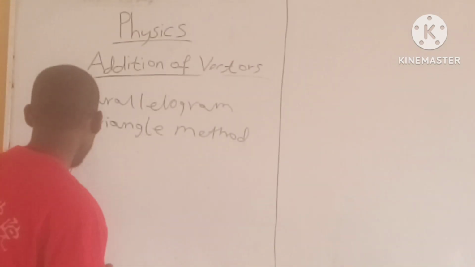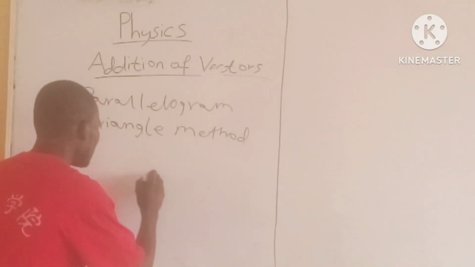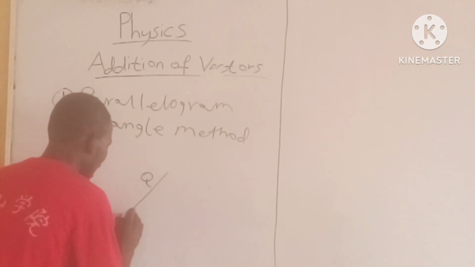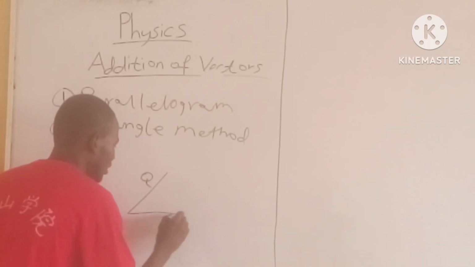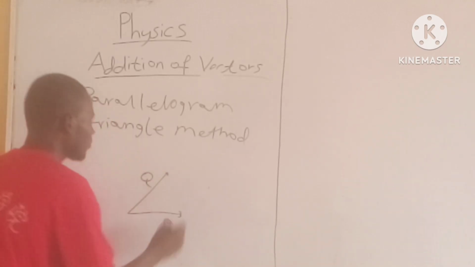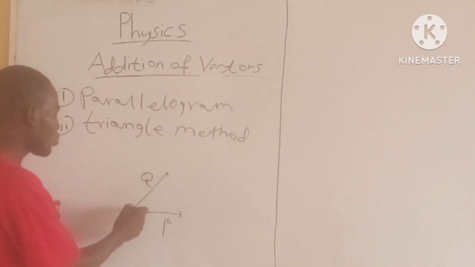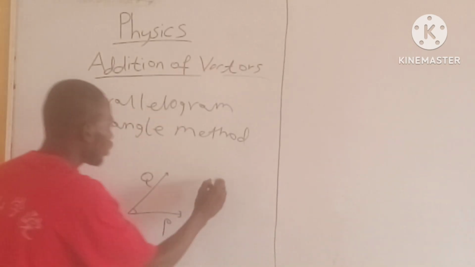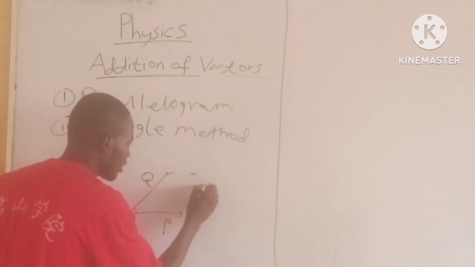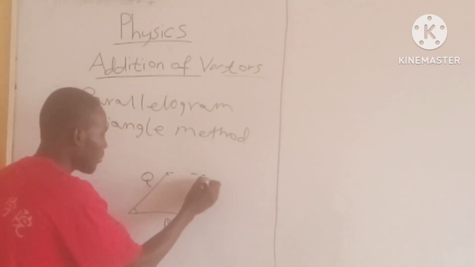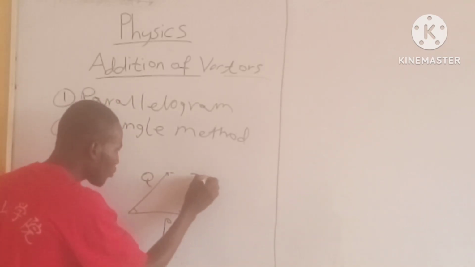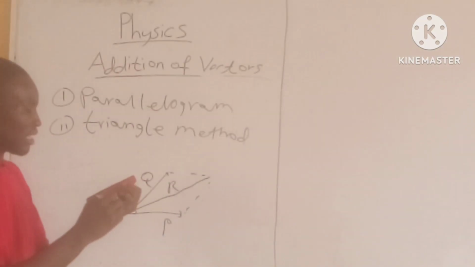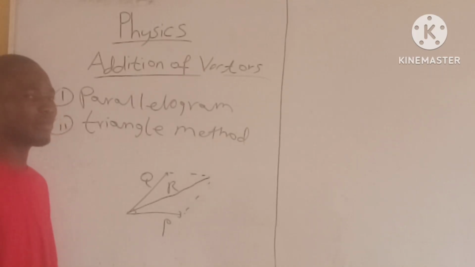What do I mean? If you have two vectors, let me say Q and P, how do you get the resultant of this? Remember, there's an angle here. You use the parallelogram method, you represent them by drawing a parallelogram. Then the diagonal line drawn from the point of intersection between these two is the resultant. That's what the parallelogram law states.